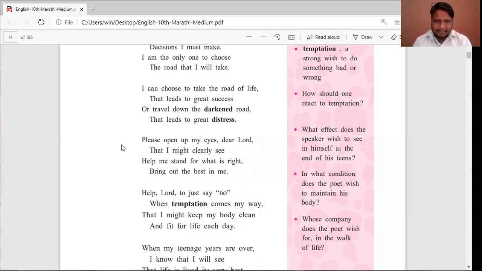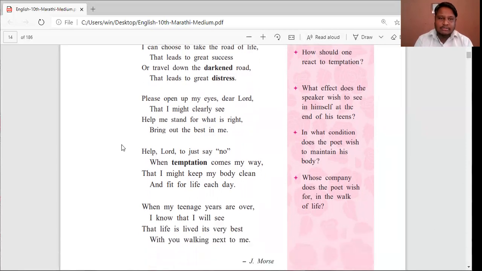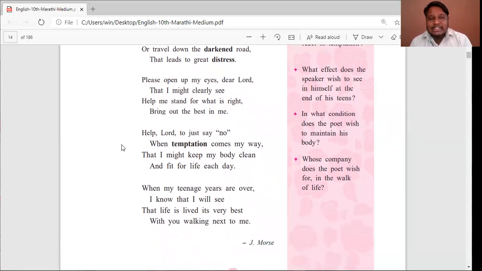Next, please open up my eyes, dear Lord, that I might clearly see. Help me stand for what is right. Bring out the best in me.